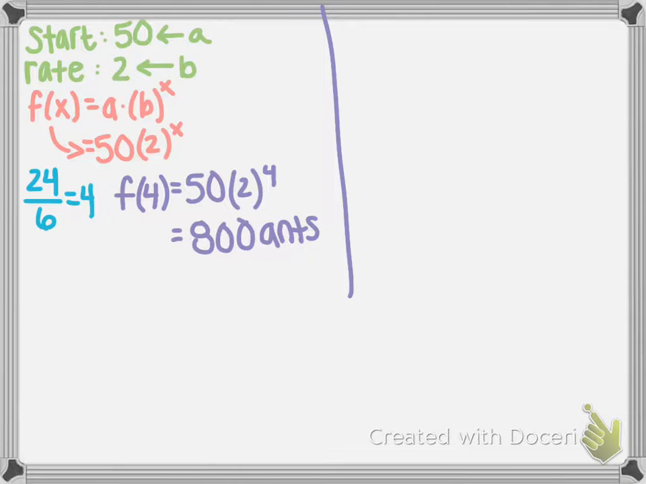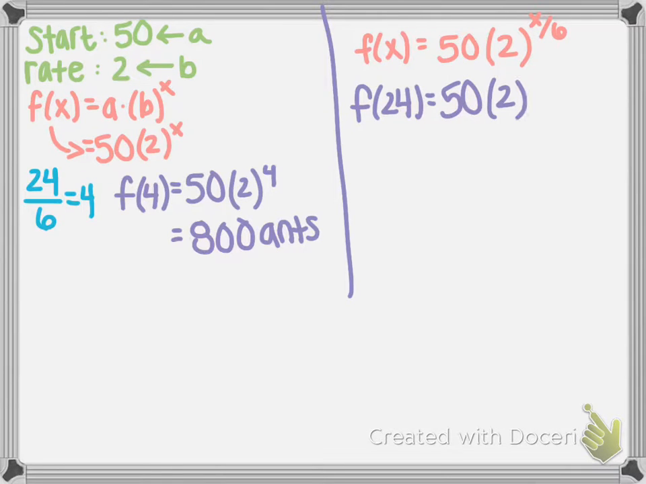Now up here I'm going to write an alternative way to do the problem, just like the last problem. So everything else will stay the same. So we'll still have f of x equals our a times our b, but now our exponent will be raised to the x divided by 6, because that's how many hours. So this time when we substitute in, we substitute 24 in for x, and so we get 24 divided by 6, and that again is 800 ants.